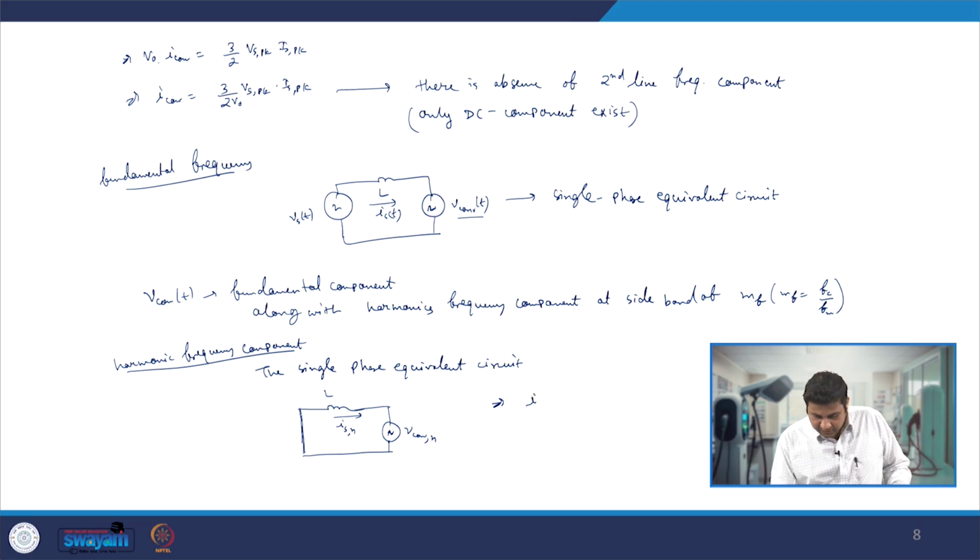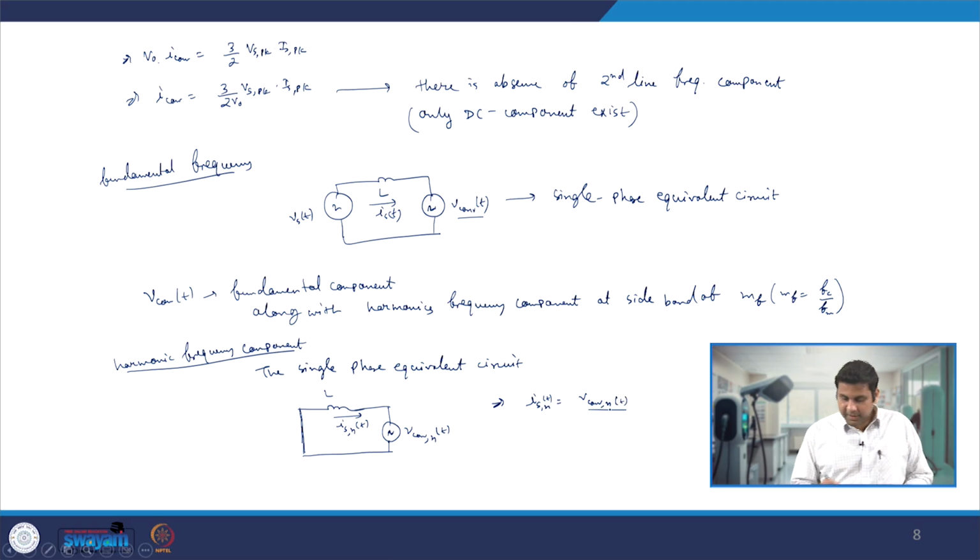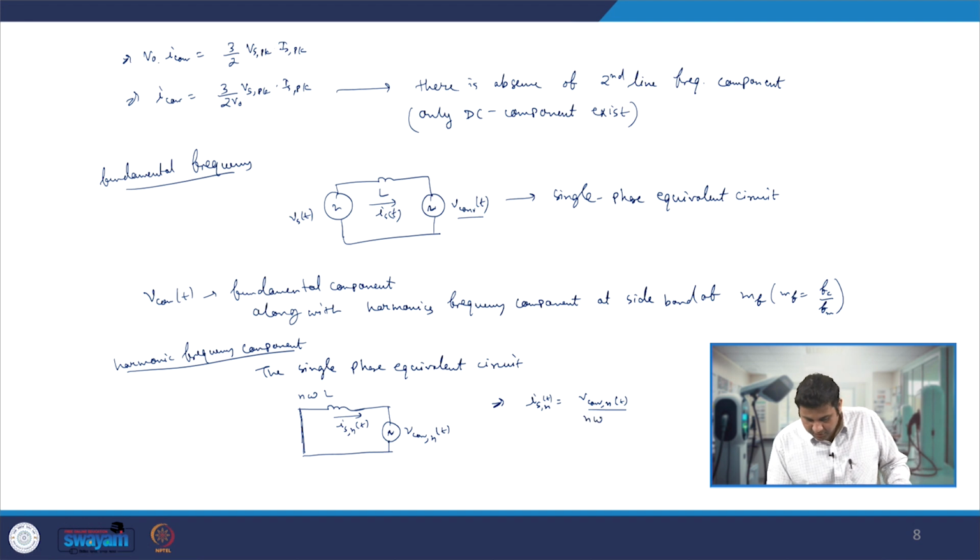So we can say that IS of N is nothing but V converter of N, with respect to t, divided by the impedance L, which will now be not omega L but N omega L, where omega is nothing but 2 pi FM, or here our FM is our line frequency, so we can say omega is nothing but 2 pi Fs.